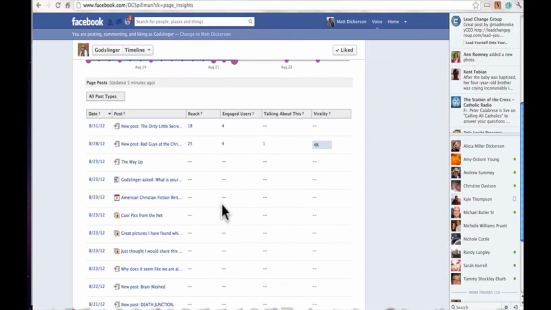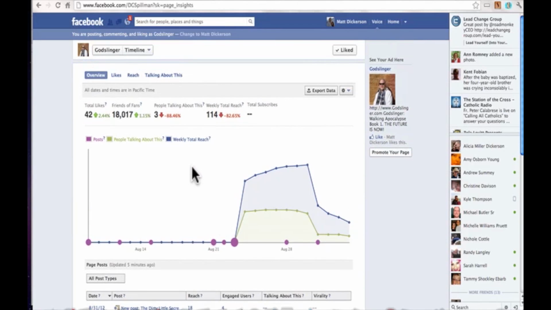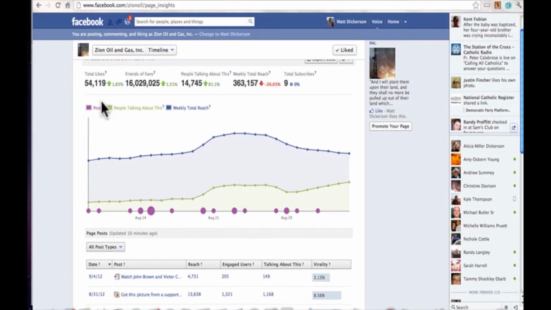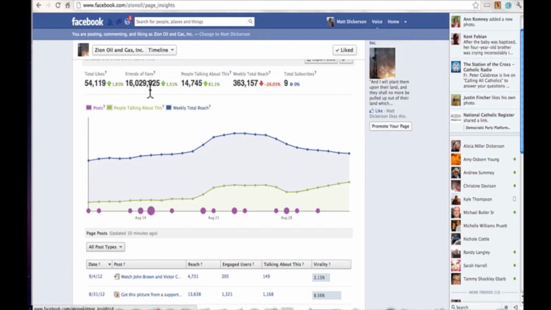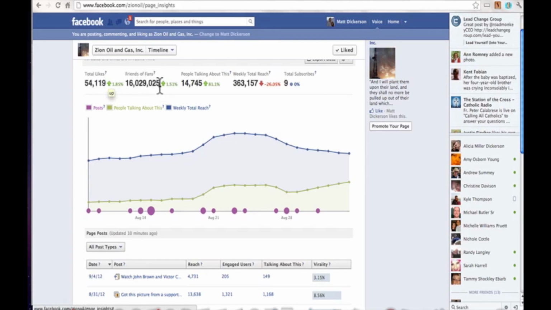Again, there's not going to be a whole lot of activity at first for you or with Godslinger here because you still only have a certain amount of likes. But I wanted to let you at least see what you're initially coming into. Now we're going to go to another page that we have that has over 54,000 fans. You see an increase. You see over 16 million friends of these 54,000 people. Incredible, isn't it? People talking about it. Look at this.